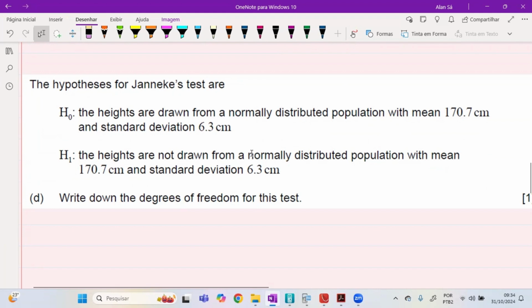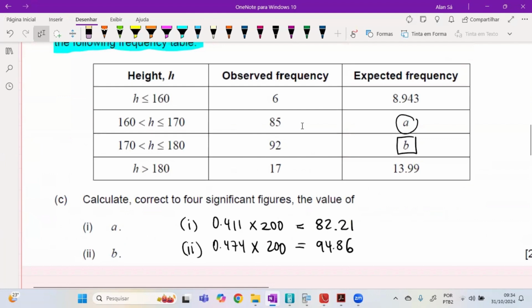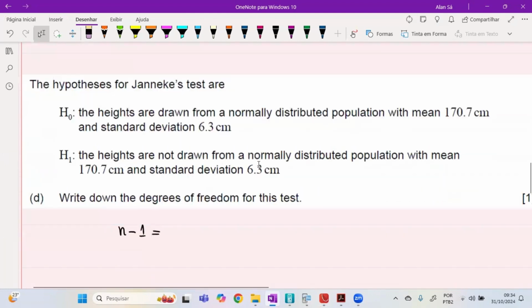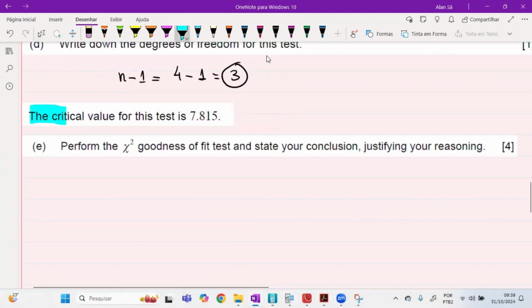Write down the degrees of freedom for this test. For a chi-squared goodness of fit test, the number of degrees of freedom is n minus 1, where n is the number of categories. In this case, we have 4 classes, 4 categories, so it's 4 minus 1. We are not estimating the mean and standard deviation from a sample. These values were given in the question, so we just take 3. The critical value for this test is 7.815.